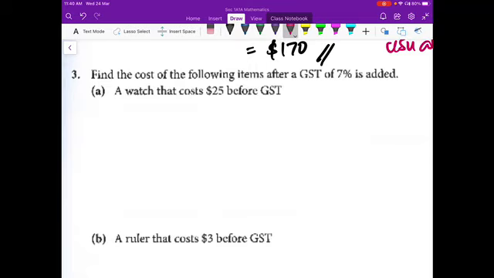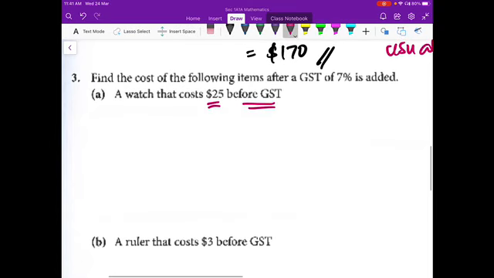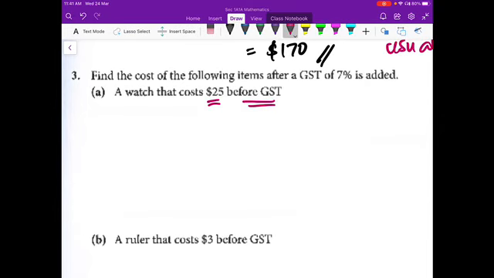Okay, so listen, class. For something that you buy outside, for example, if you want to buy something that costs $25 before GST, that means GST was not included in the $25. Original price $25. You don't just pay $25. You still need to pay extra 7% GST. That is a tax. Government needs to collect money from us. Every time we buy something, we need to pay extra to give to the government.